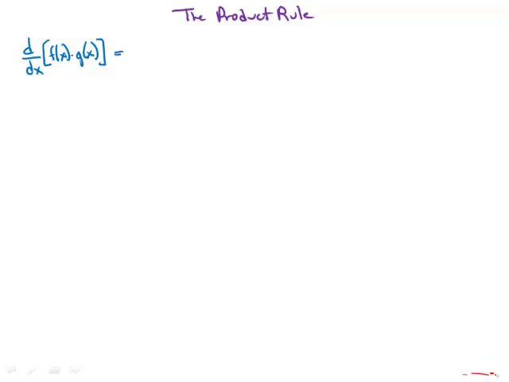So now we're ready to talk about the product rule. What happens when we take the derivative of a product, f of x times g of x? So in this video, we're going to go through the derivation of the rule, and then in the next video, we'll show examples of how to use this.